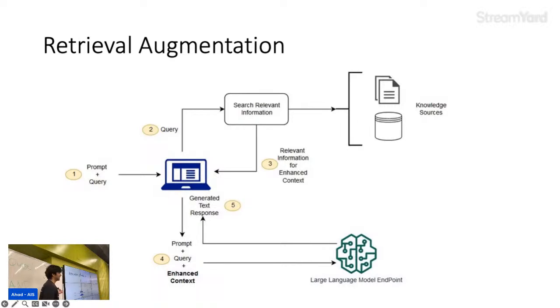GPT is probably trained on that, but if you ask more obscure questions, you would have to retrieve it from the internet and then put it into the prompt. So retrieval augmentation here, the example is you have a prompt and a query, and then you do a search and you get the most relevant thing and then you put it into the prompt. That's basically what's happening.